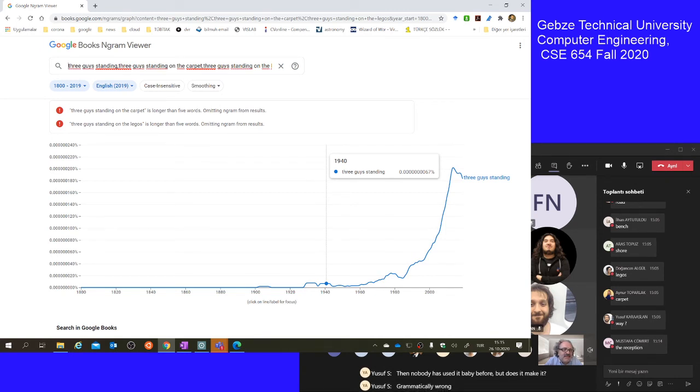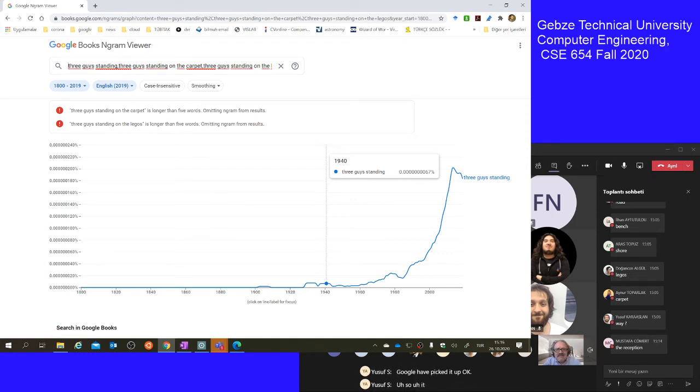Does it make it semantically wrong? No, it is perfectly valid. "I noticed 3 guys standing on the carpet." I mean, I can use this. I cannot believe that I am the first one to use such a sentence phrase, right? But it looks like Google said that at least nobody has written it in a book. Otherwise, Google would have picked it up.